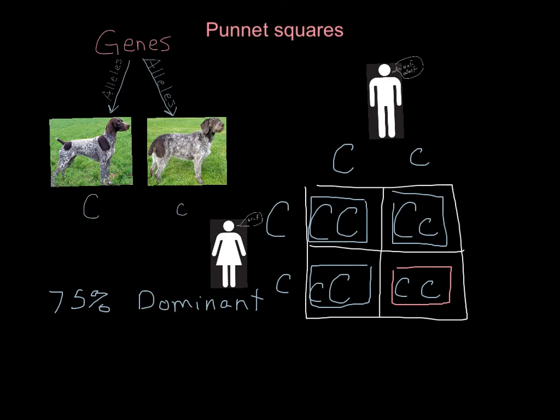So we can see that I have a 75% chance of having the dominant trait, which is for short coat, but there's a 25% chance of having a recessive trait, which is the wiry coat, even though both parents had that short coat. So hopefully this helped out a little bit. Please let me know if you have any more questions.